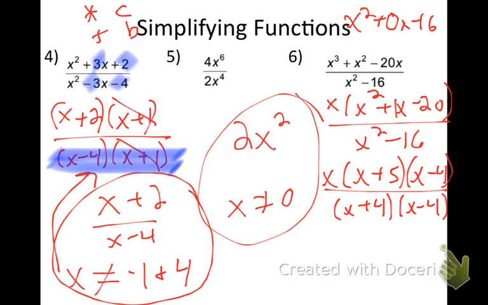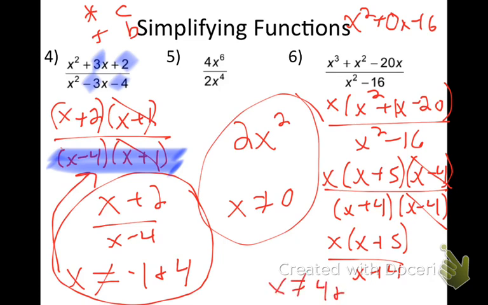So now I look, what are the two things that cancel out? What cancels out here, sorry? X minus 4. Leaving me with x parentheses x plus 5 all over x plus 4. And x cannot equal which values? 4 and negative 4. And there's my answer right there.